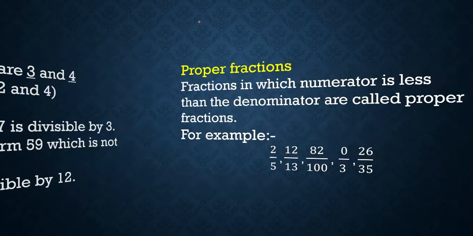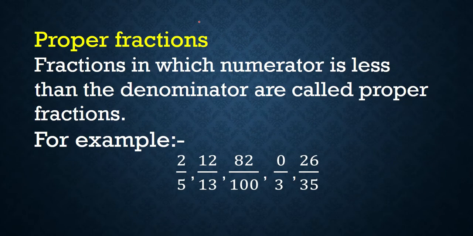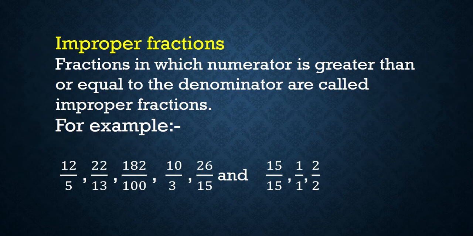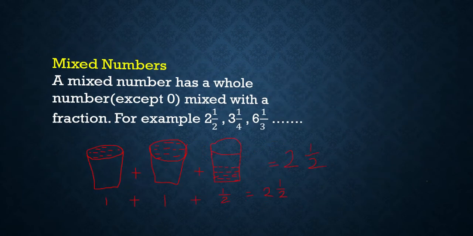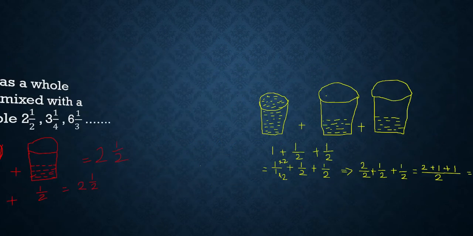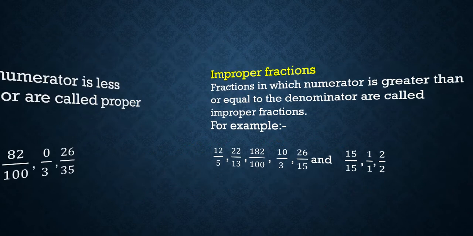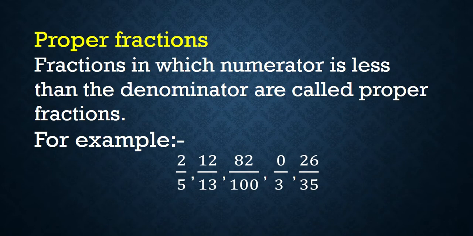Now let's proceed with fractions, which is our sixth chapter. In this we are going to learn about proper fractions, improper fractions, then mixed numbers and so on. So let's start with proper fractions. What are proper fractions? Proper fractions are fractions in which the numerator is less than the denominator.